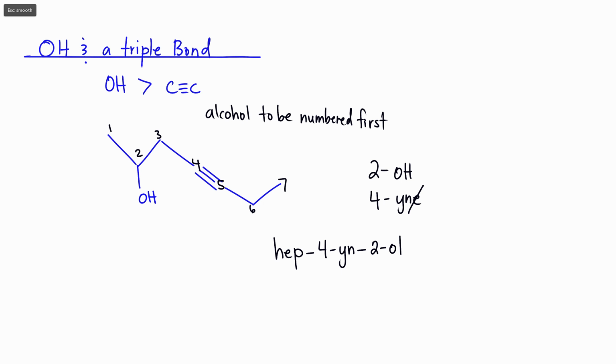Now, I could rewrite this as, let me see, could I write 4-heptyn-2-ol? I have to delete that E, and then I could write 2-ol. I could write that. That would be a sufficient way of writing it.